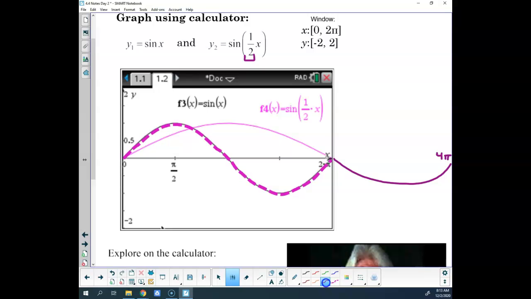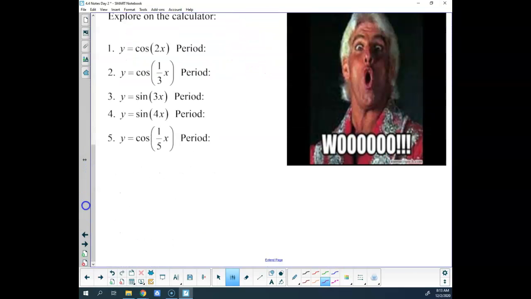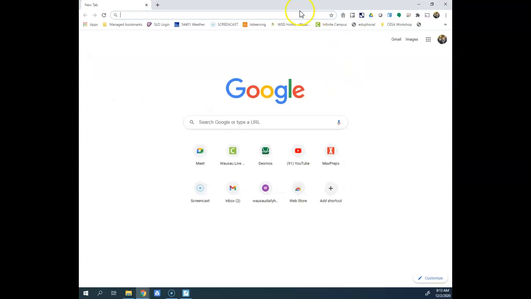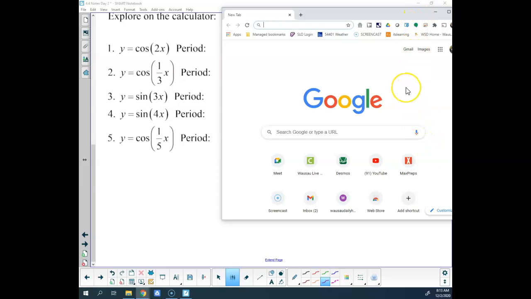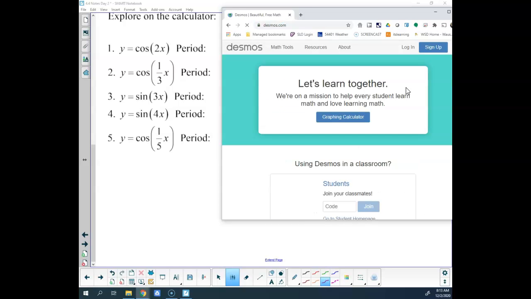So what I would like you to do now on Desmos or on your graphing calculator is explore these 5. I guess there's only 5 there. Let me grab a Desmos here because there are some guys at home. Oops, that wasn't supposed to do that. Not a fan of this setup.